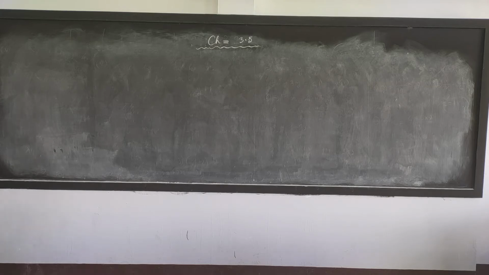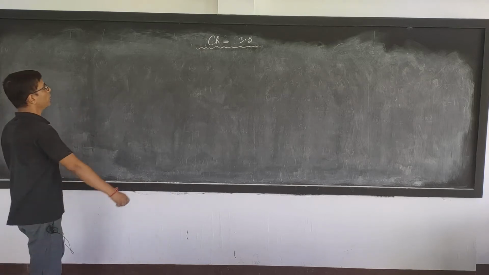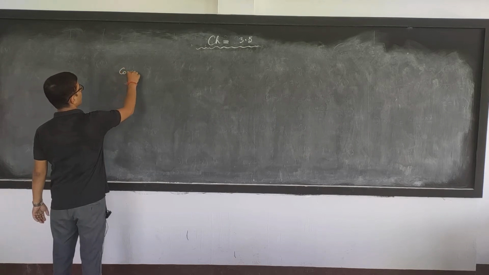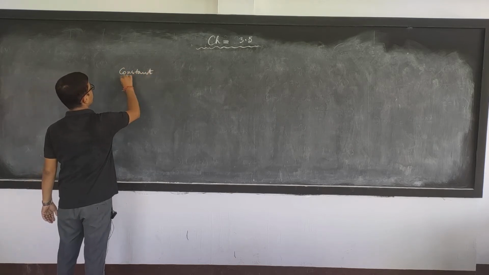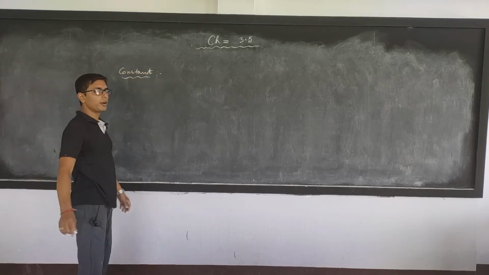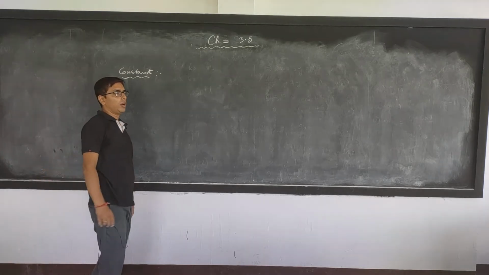A symbol having a fixed numerical value is called a constant.